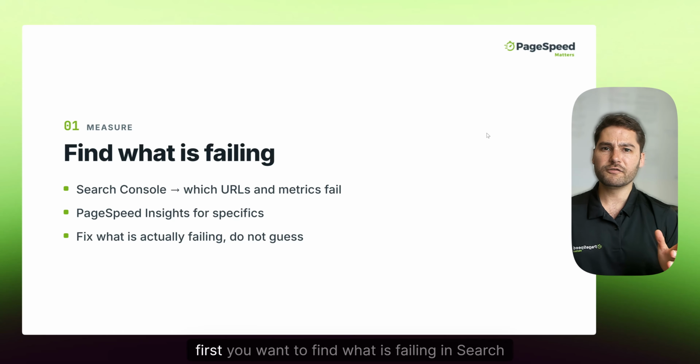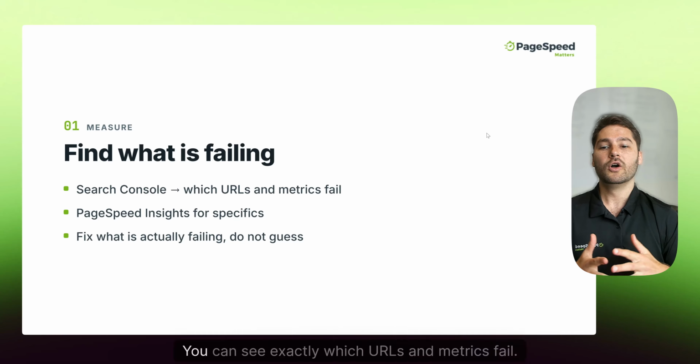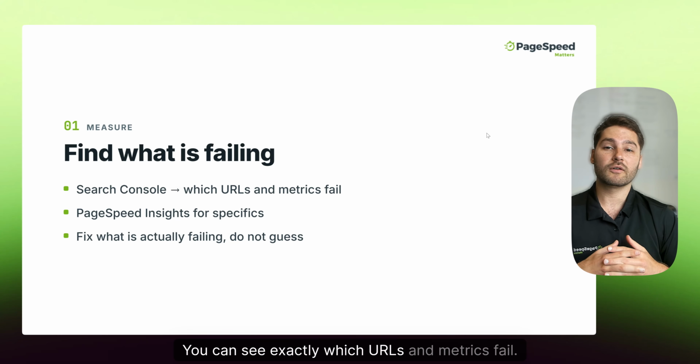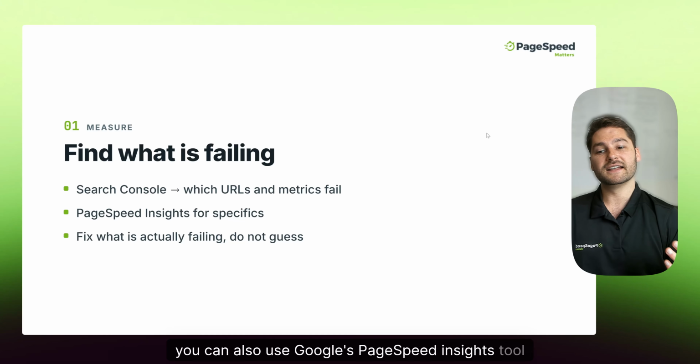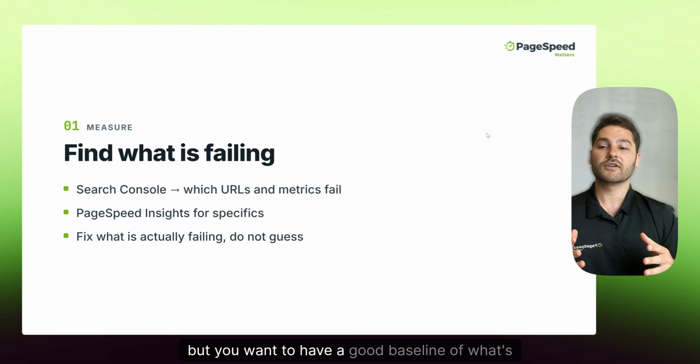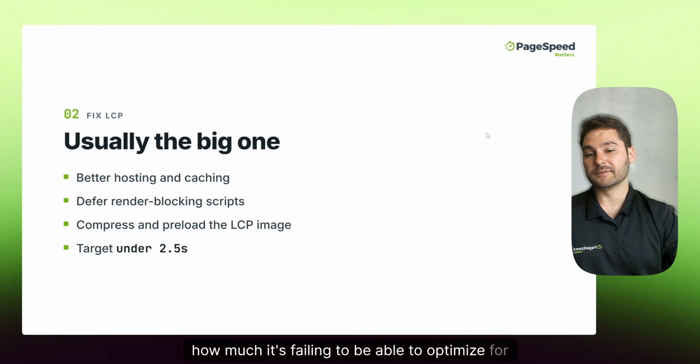So first, you want to find what is failing. In Search Console, you can see exactly which URLs and metrics fail. You can also use Google's PageSpeed Insights tool for this, but you want to have a good baseline of what's failing and how much it's failing, to be able to optimize for it.